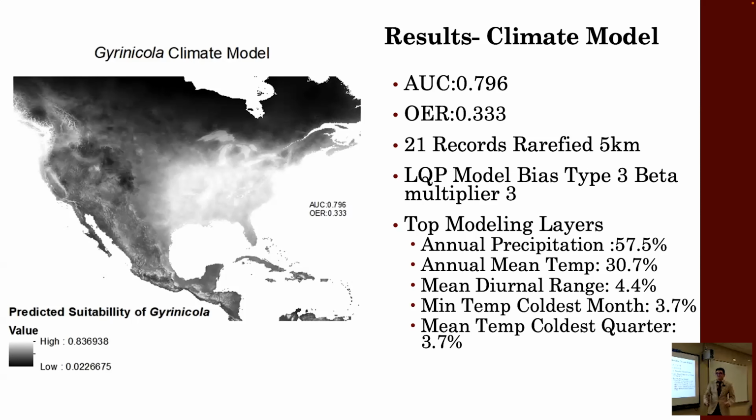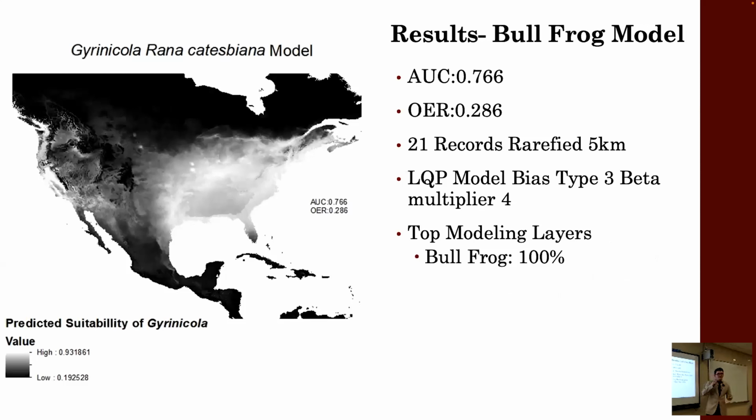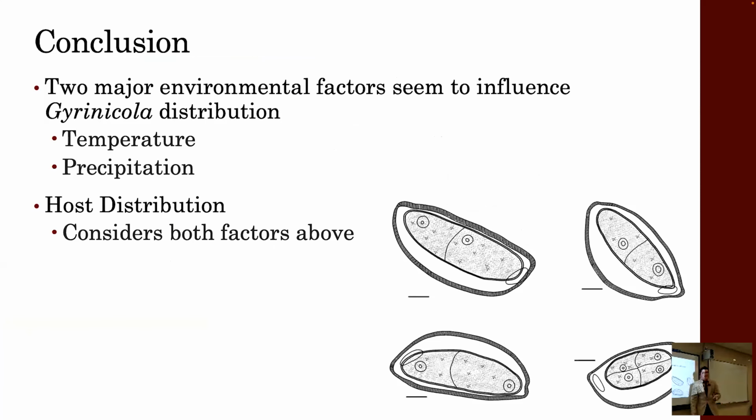After that, I ran a second model in which I included the Gyrinicola locations, the climate data, and then also that model layer I had created for bullfrogs, and I let the modeling program decide what was important. I put that in, and the only thing that the model cared about in constructing where the Gyrinicola were was the bullfrogs. So it no longer cared about precipitation or temperature, it just cared about that host occurrence, which was sort of interesting. There's a couple of reasons I think this happened.